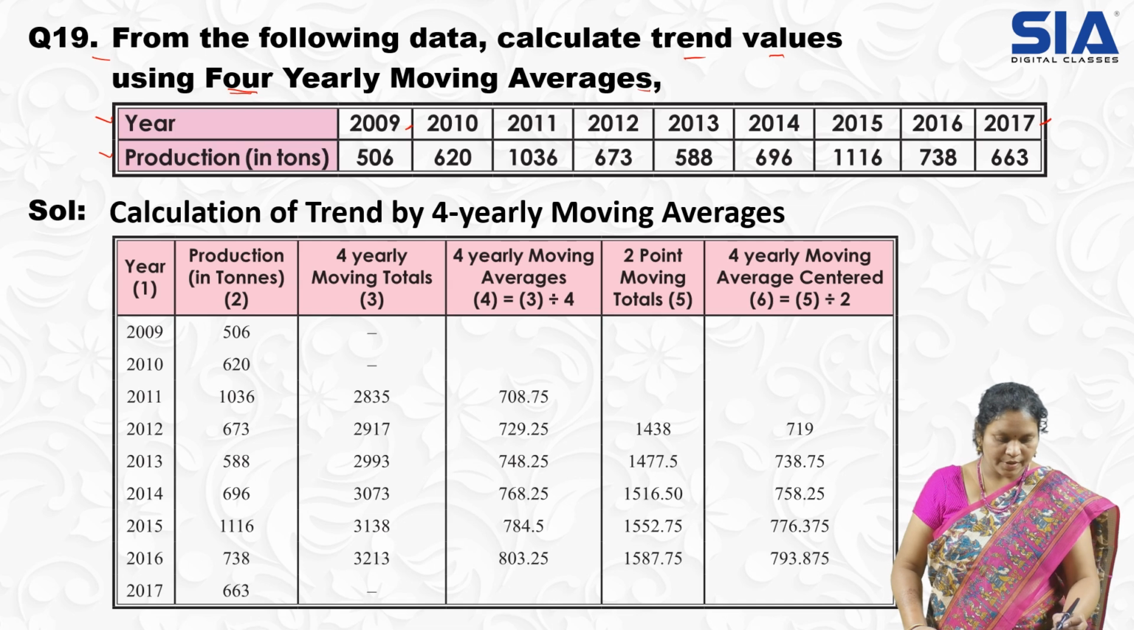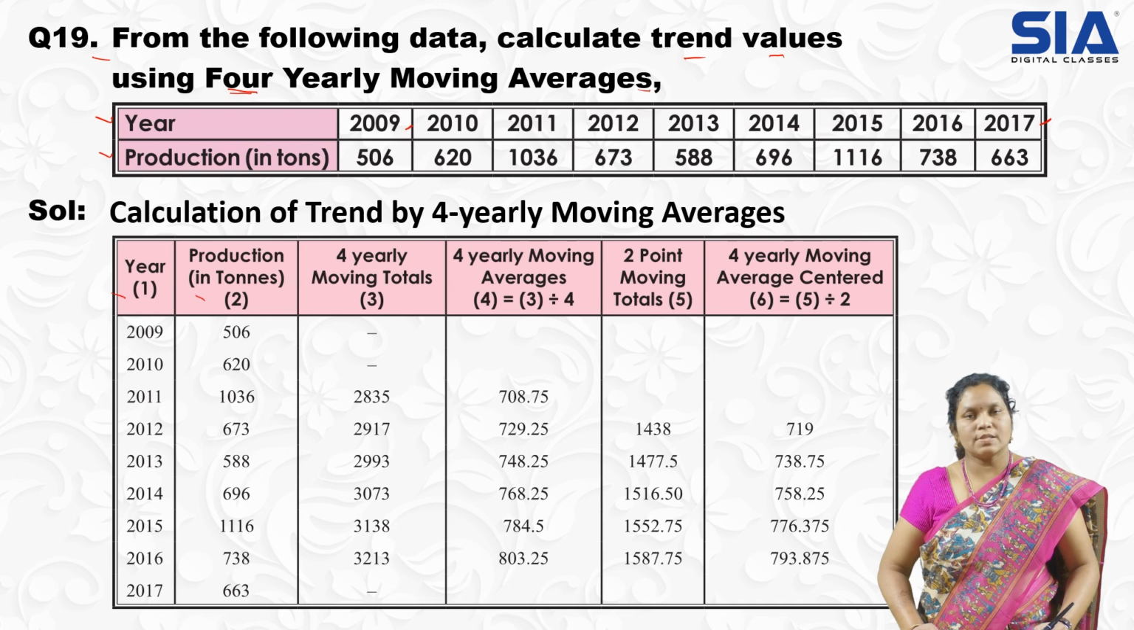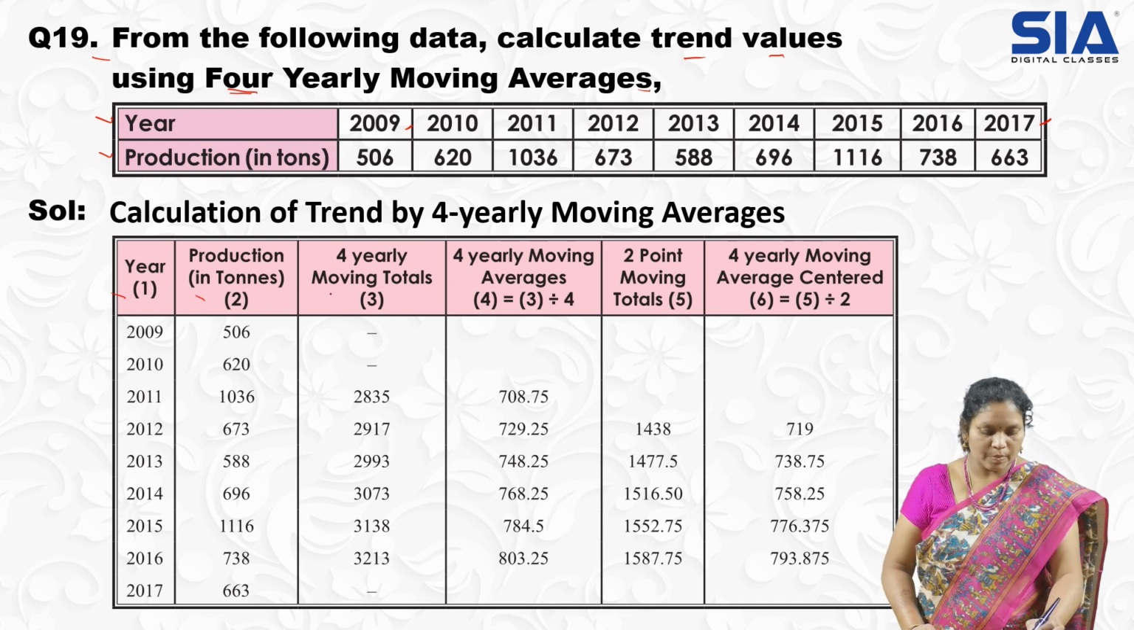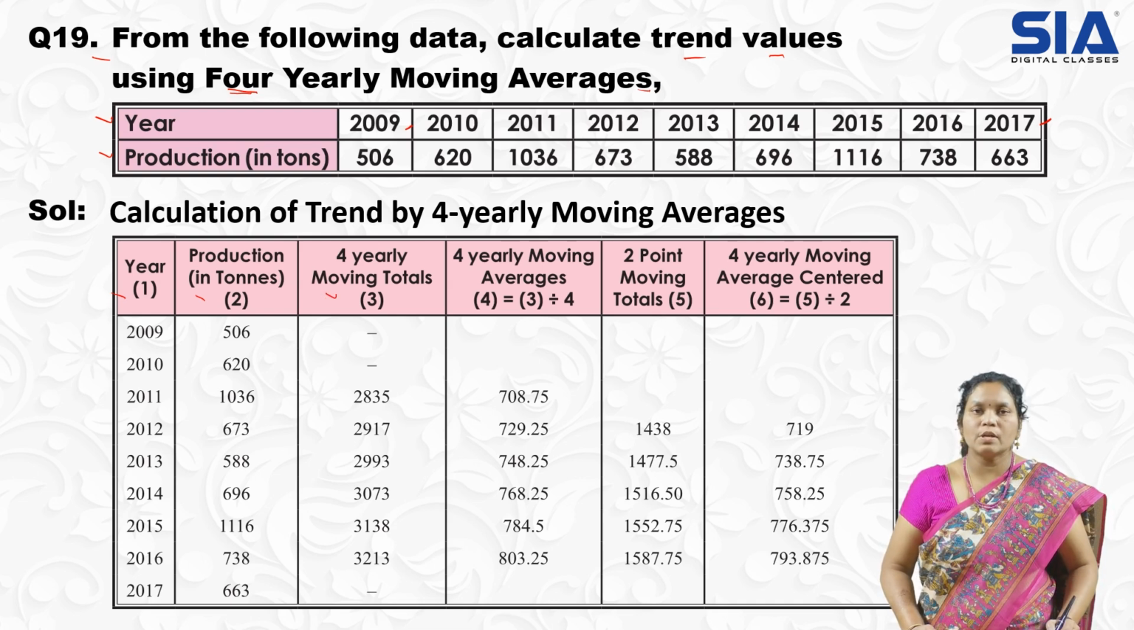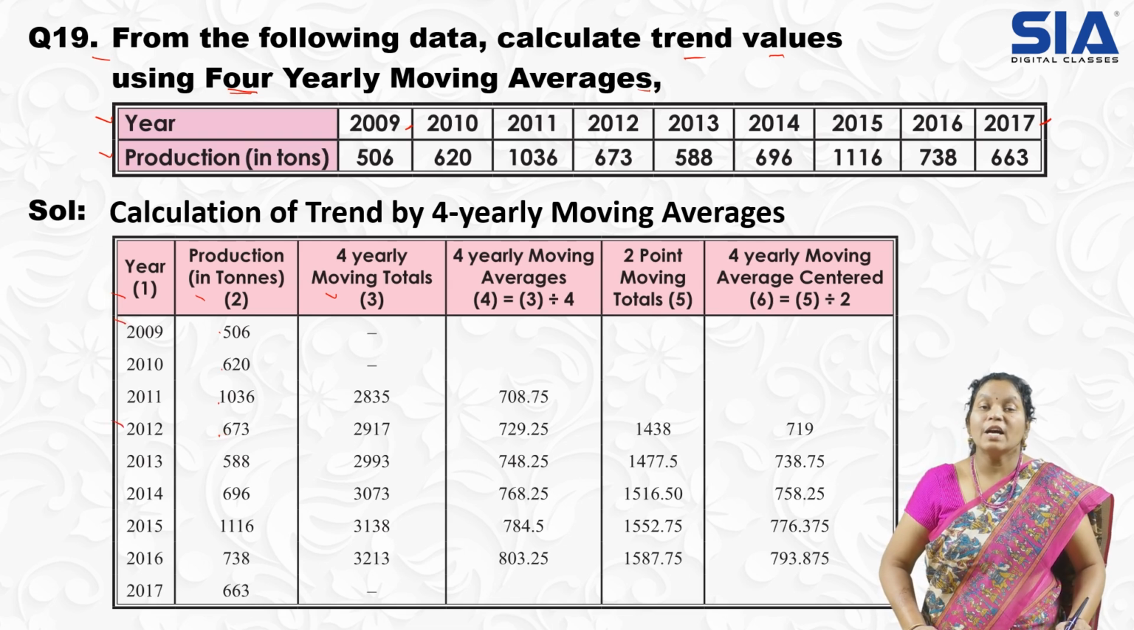Here the first two columns are year and production values. Now, 4 years, right? So you have to do 4 year moving totals. How to do that? Give the title 4 years moving totals. You have to add up the first four values, the values from 2009 to 2012.